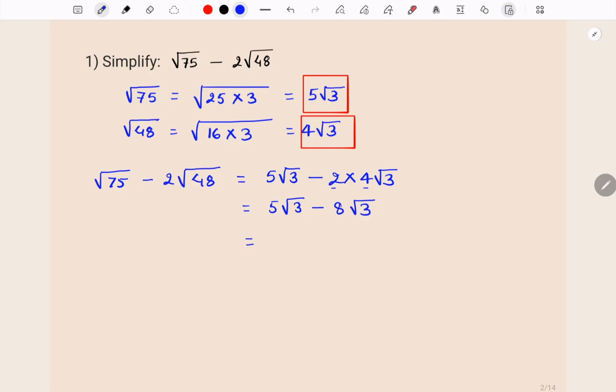Okay, so these are like terms and we know how we can subtract. We only need to operate on the coefficients, that is 5 and 8. So 5 minus 8 is negative 3, negative 3 root 3. All right, so this would be the final answer.